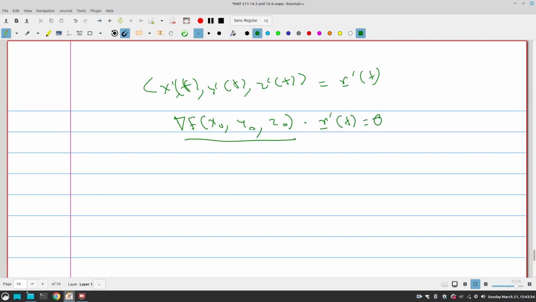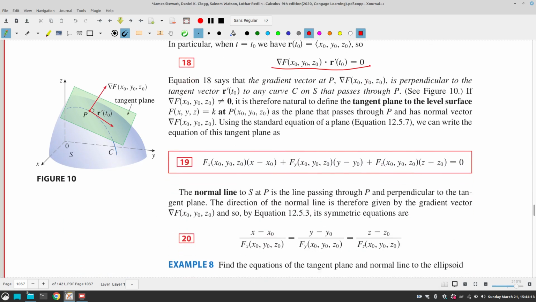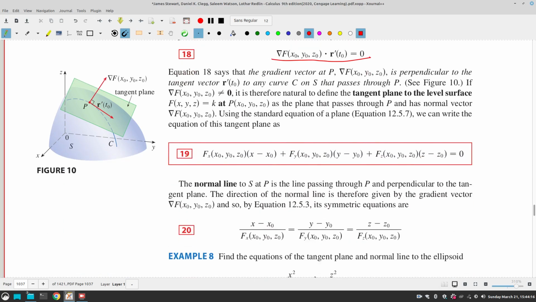Remember, this is a vector and this is a vector. And the dot product is equal to 0. And of course, this equation tells me that the gradient vector is perpendicular to the tangent vector to any curve C that passes through P. Right. So the gradient vector, which is del f, is perpendicular to any tangent vector. The gradient vector is perpendicular to any tangent vector.